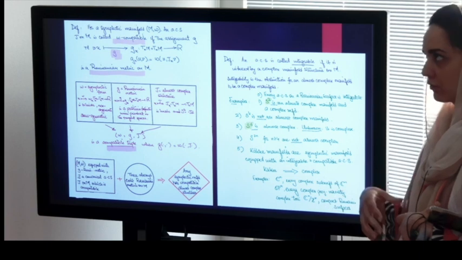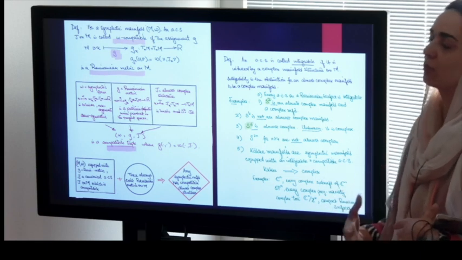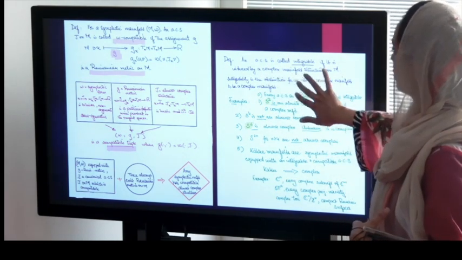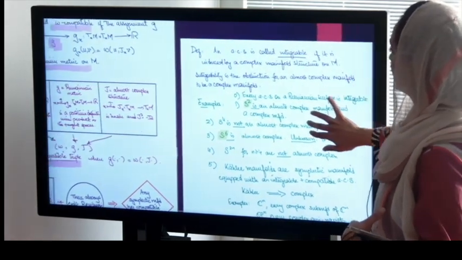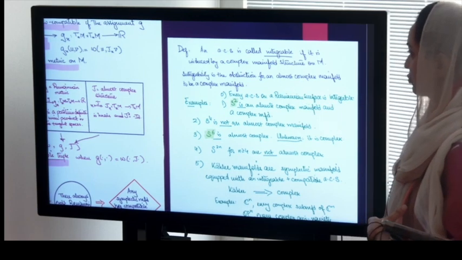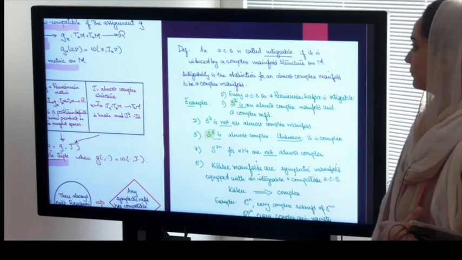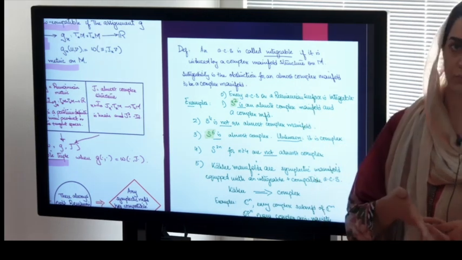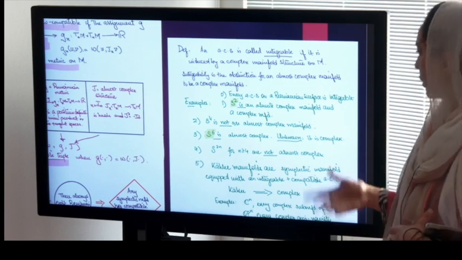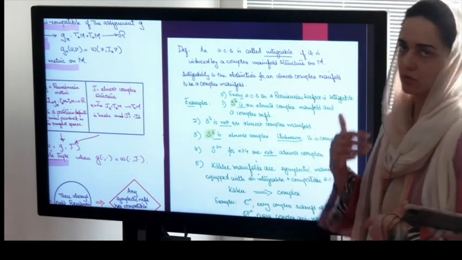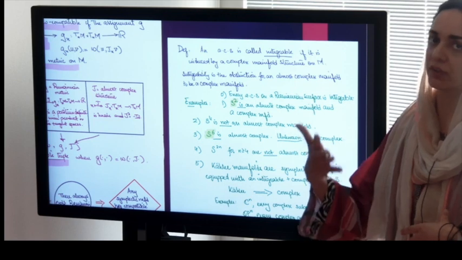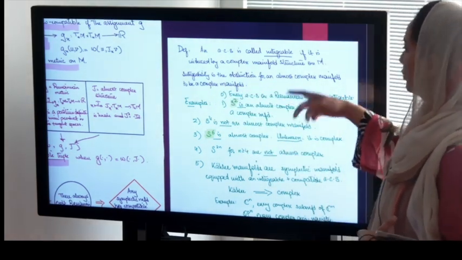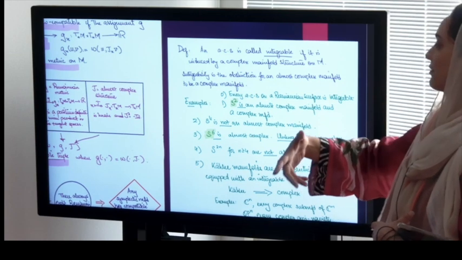Or maybe I should phrase it better: is the almost complex structure induced by a complex structure? An almost complex structure is called integrable if it is induced by a complex manifold structure on M. So by default, all complex manifolds are also almost complex manifolds. The reverse is of course not true unless the almost complex structure is integrable according to this definition. So integrability is the obstruction for an almost complex manifold to be a complex manifold.